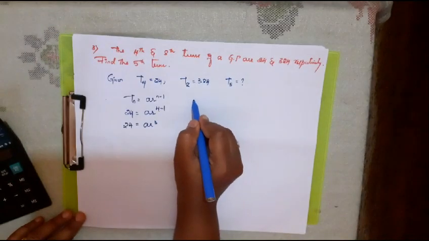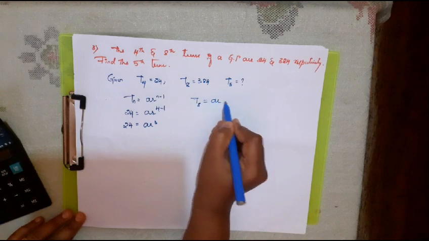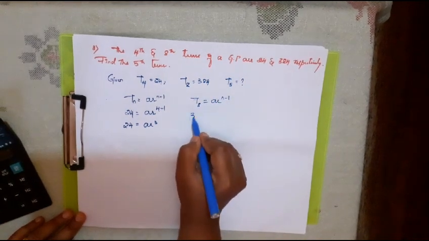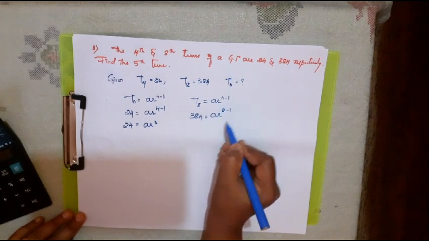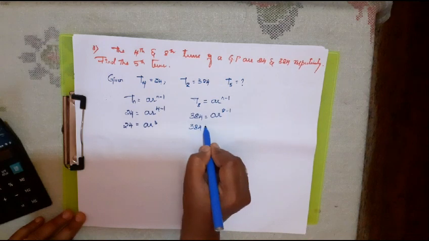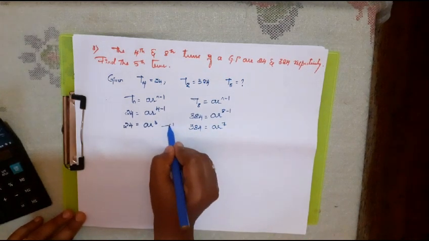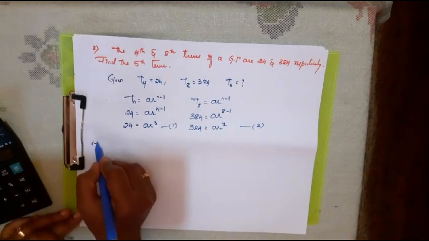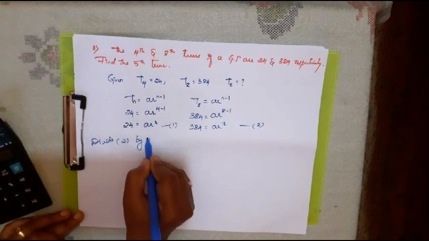I am doing T8 also here only. T8 is equal to AR^(n-1), so 384 is equal to AR^(8-1), so 384 is AR to the power 7. So we got the first and the second equation. What we have to do is divide the second by the first.